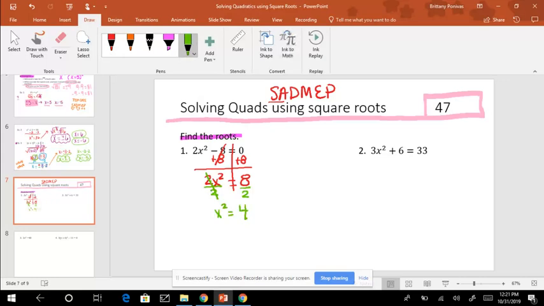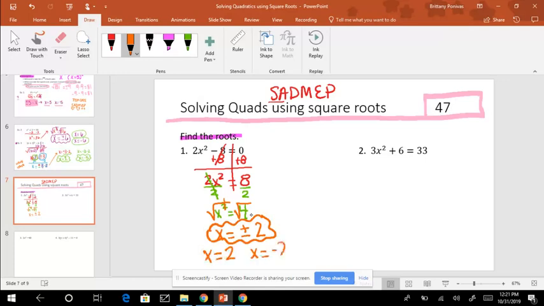The x squared is now by itself, so to get rid of the squared, you square root both sides. On the left-hand side, the squared and the square root cancel, leaves us with x equals. On the right-hand side, we took the square root of 4, so our answer is automatically going to be a plus minus. 4 is a perfect square, so the square root of 4 is 2. You can leave your answer as x equals plus minus 2, or you can separate it out as x equals 2 and x equals negative 2.